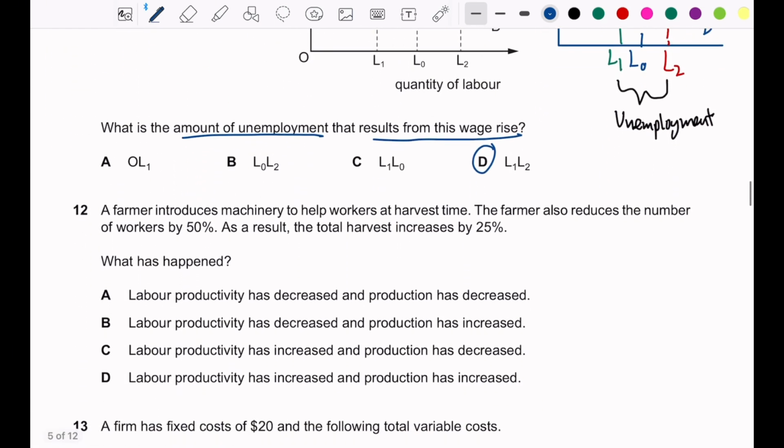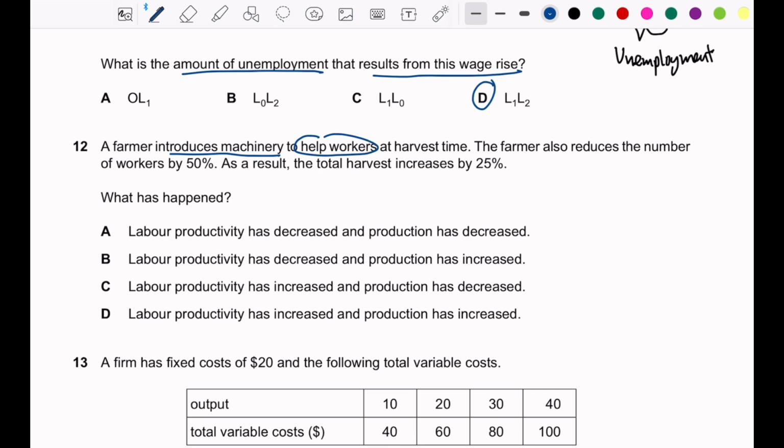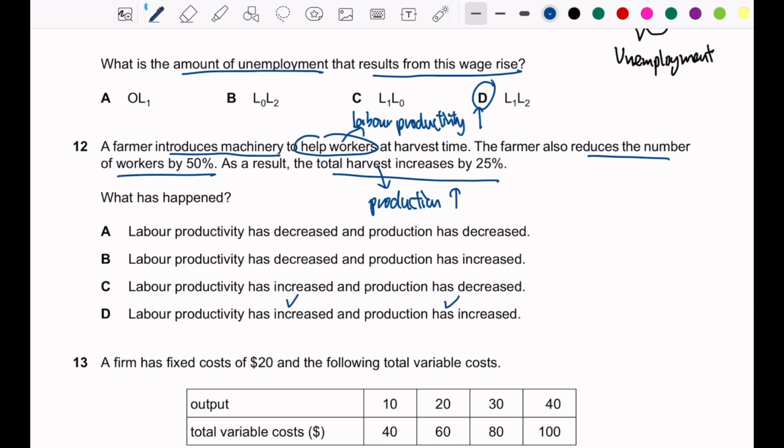Let's move on. A farmer introduces machinery to help workers at harvest time. The farmer also reduces the number of workers by 50%. As a result, the total harvest increases by 25%. What has happened? When you see the farmer introduce machinery to help workers, this definitely increases labor productivity. And it says total harvest, so the production has increased. So look for the answer. This one is incorrect, this one is correct. So for 12, D is the answer.